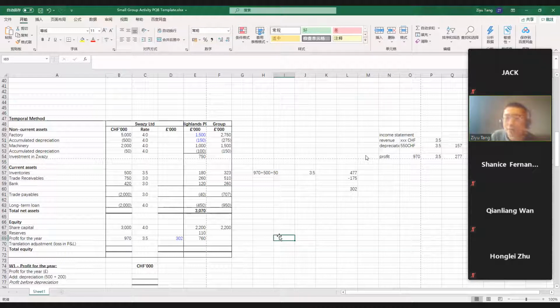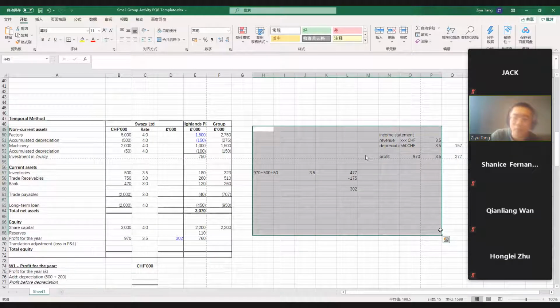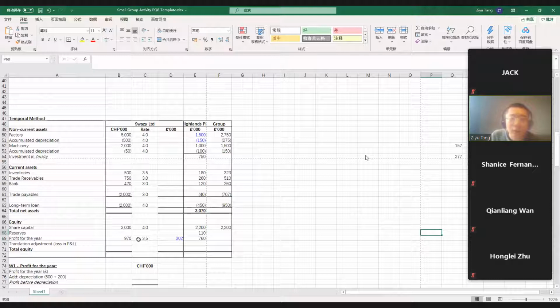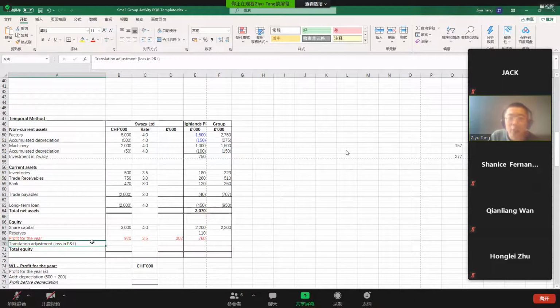The real profit increased. It is because we have adjusted the depreciation. We need to make an adjustment of depreciation. Okay. So after we made the adjustment, this is a key point. You just remember, in the temporal method, when you use the temporal method, you need to adjust the profit for the year.